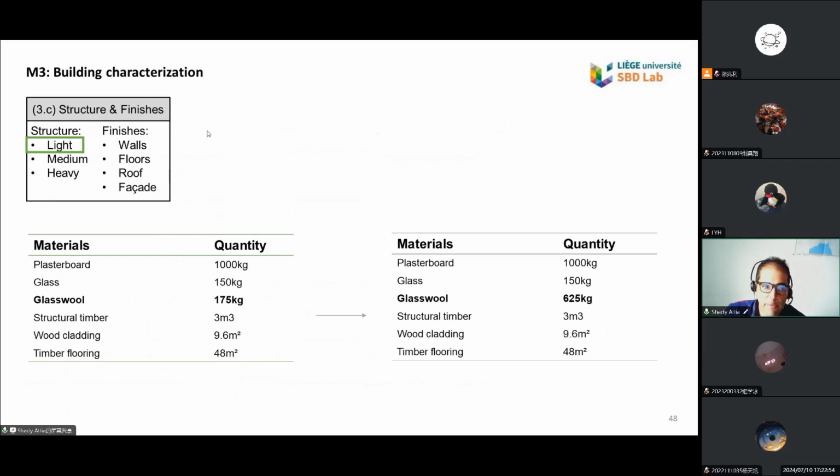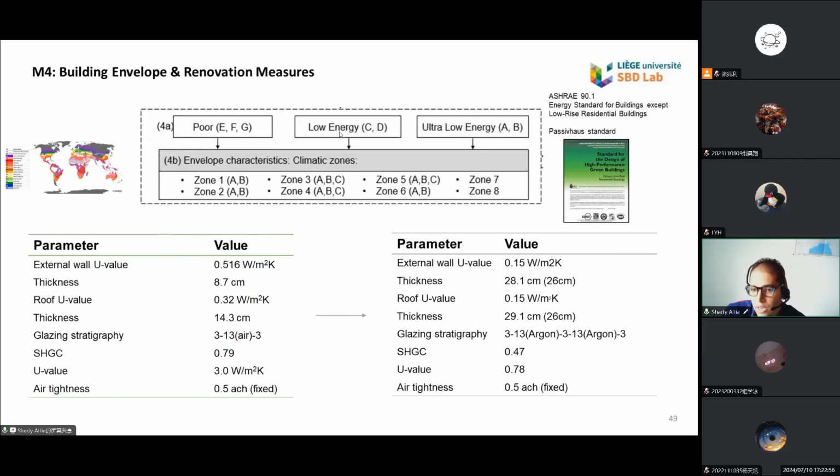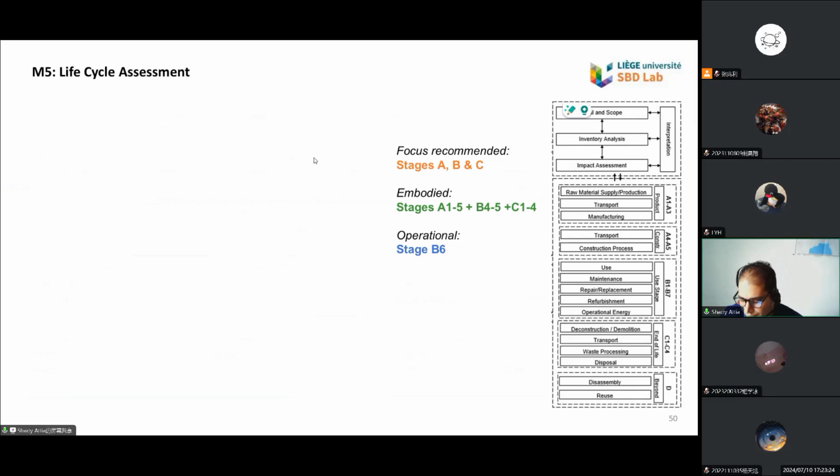Like I told you, you just need to define if your building envelope is poor, low energy, or ultra low energy. If it's poor, it means that the building is not insulated. Then you can check certain common properties found in the reality of your context where you live. If it's low energy, you can also refer to your context, and if it is ultra low, you can use the standard 169 of ASHRAE. Once you are done with module 4, you move to module number 5.